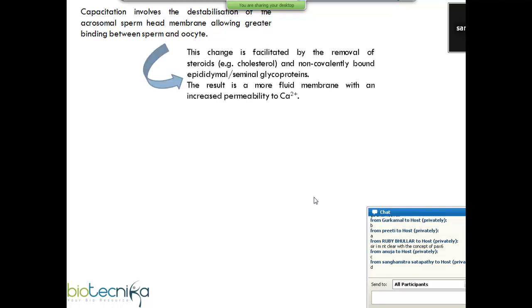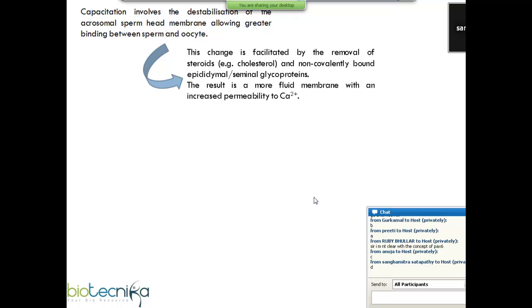So the process involved in capacitation, what it does in the fallopian tube, is that it destabilizes the acrosomal sperm head membrane, allowing greater binding of sperm and oocyte. The word is destabilization. What is destabilization? It is the change which facilitates removal of any steroids, especially cholesterol, and the non-covalently bound glycoproteins which are from your testis.